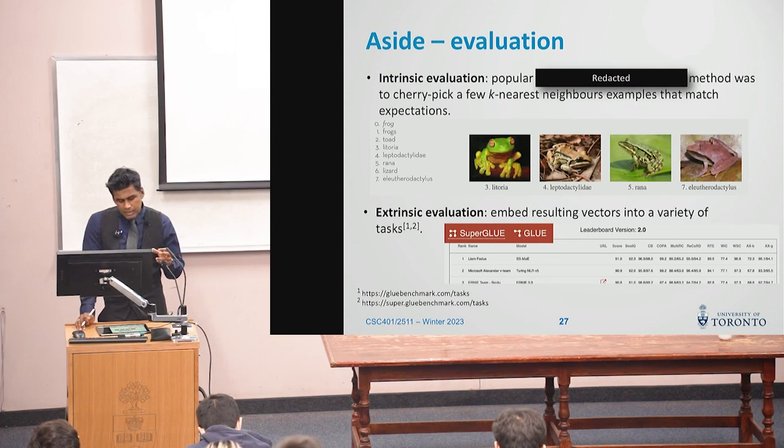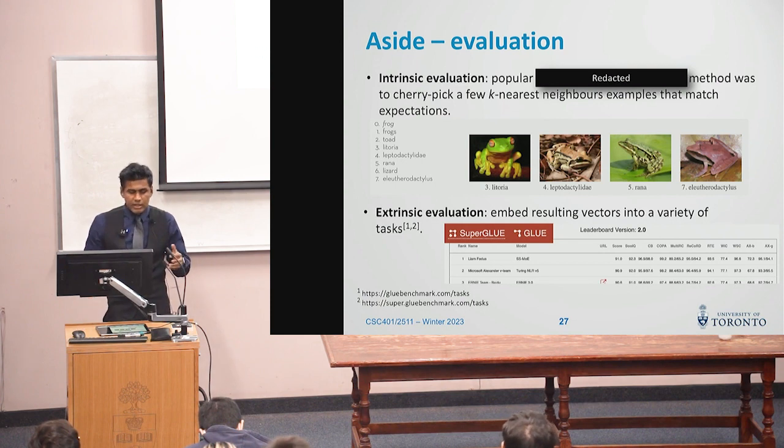For a period of time, the evaluation was sort of intrinsic, like each paper offered their own ways of showing how it's good, and sometimes it would be just cherry-picked nearest neighbor examples that match expectation. But over time, as NLP research has evolved, now we have a very standardized set of tests. You're given your word embeddings, you test them against some standardized downstream tasks like sentiment analysis or named entity recognition, a whole bunch of NLP tasks.